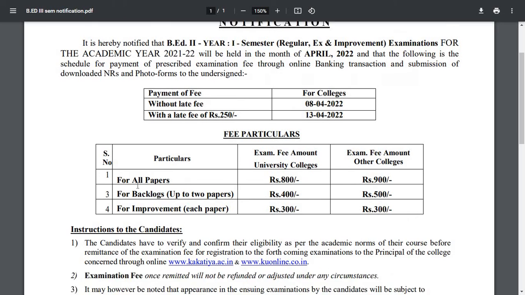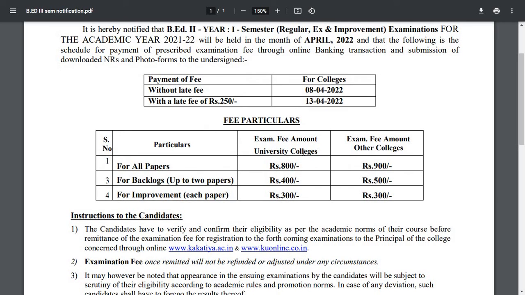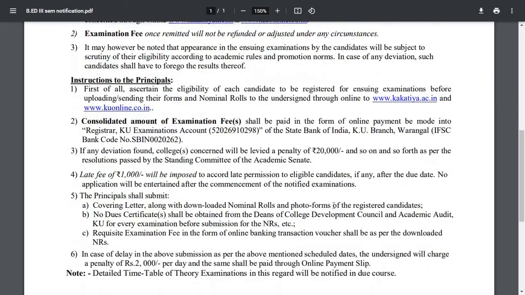And the fee particulars: for all papers, exam fee amount for university colleges is Rs. 800, and exam fee amount for other colleges is Rs. 900. For backlogs up to 2 papers, 400 for university colleges and 500 for other colleges. And for improvement, each paper 300 for university colleges and for other colleges Rs. 300. So this is the fee payment notification.